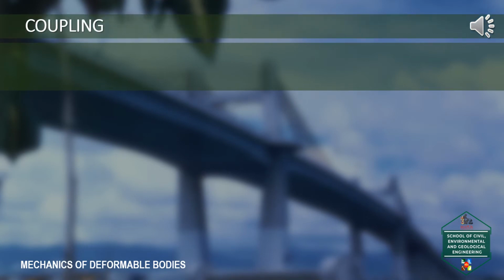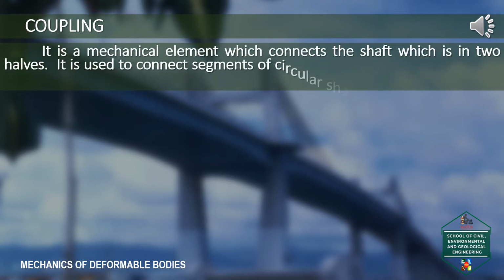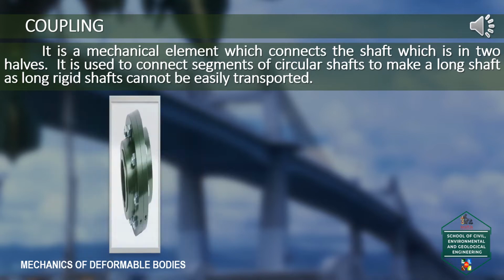Let us have first the definition of coupling. Coupling is a mechanical element which connects the shaft which is in two halves. It is used to connect segments of circular shafts to make a long shaft since long rigid shafts cannot be easily transported. Shown in the figures below are the actual photo and the 3D diagram of a flanged bolt coupling.